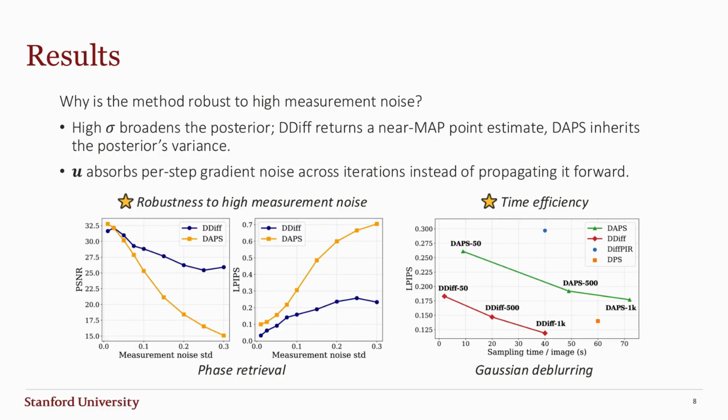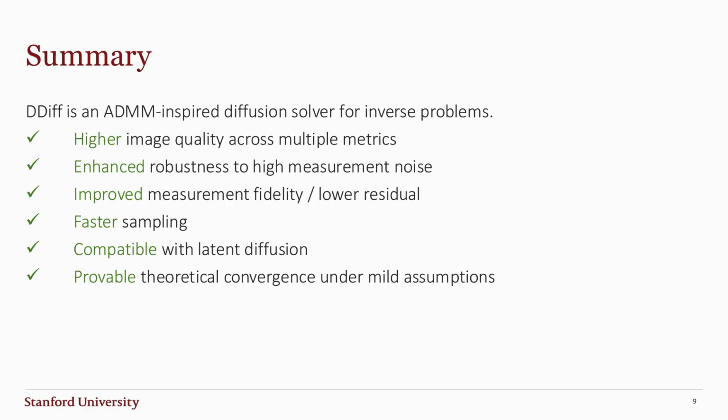On the right, we show the runtime on Gaussian deblurring. Our method reaches better LPIPS in less compute time for the same given number of neural function evaluations. To summarize, DDiff is an ADMM-inspired diffusion solver for inverse problems. It delivers higher image quality across multiple metrics, robustness to high measurement noise, lower measurement residual, faster sampling, compatibility with latent diffusion, and provable convergence under mild assumptions.